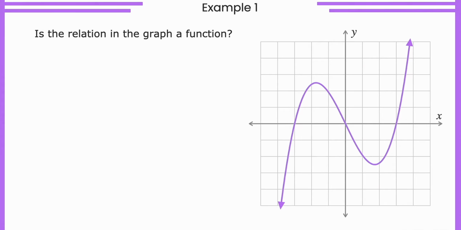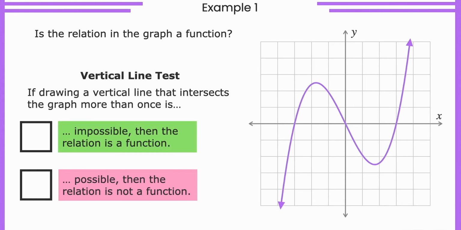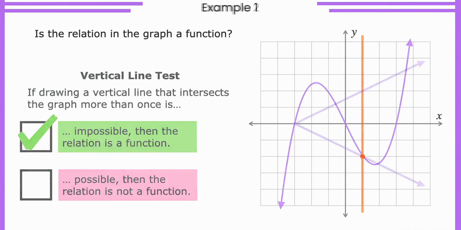Is the relation shown in the graph a function? Well, let's use our vertical line test to find out. If we draw a vertical line and move it over our graph covering our entire domain, we see that it only ever touches a single point on the curve at any given time. In other words, for every x value, there is exactly one y value it is paired with. It is impossible to draw a vertical line that intersects the graph more than once, and so this is indeed a function. Let's try another one.